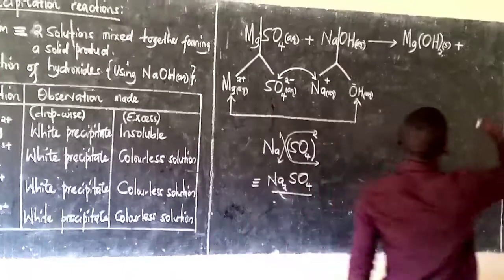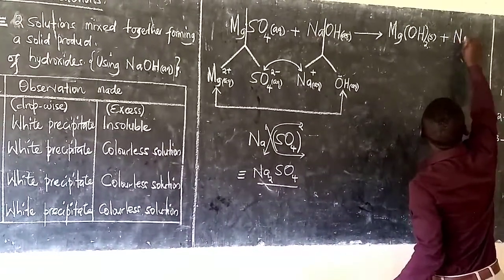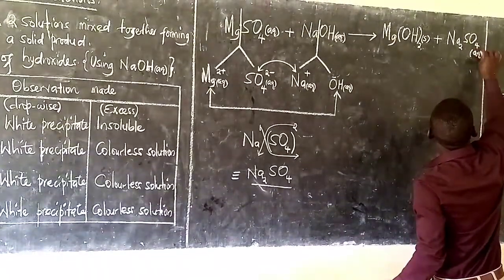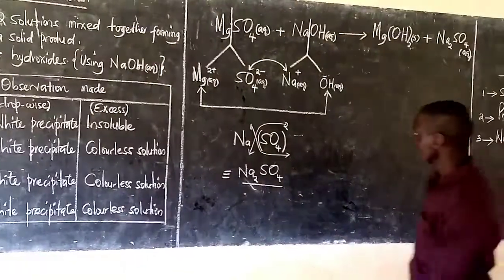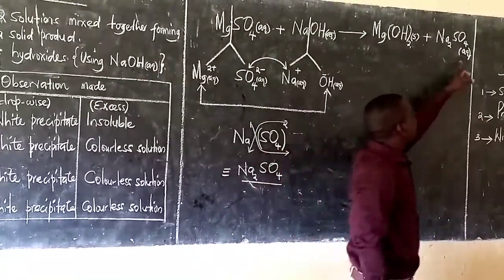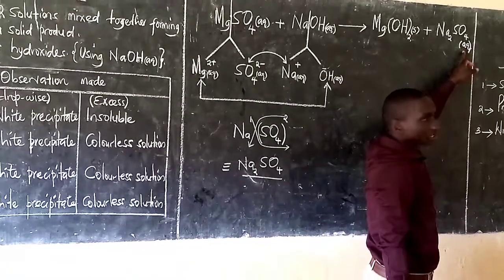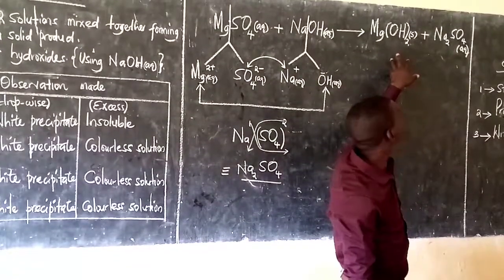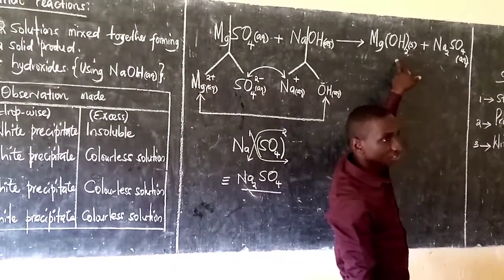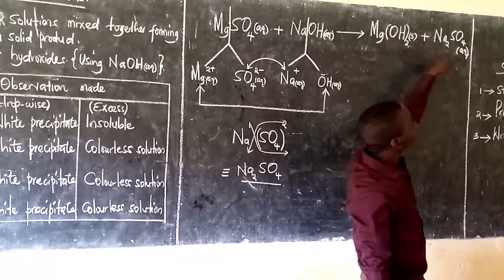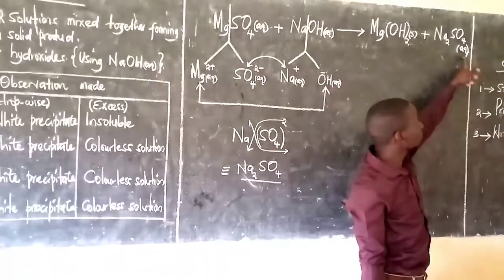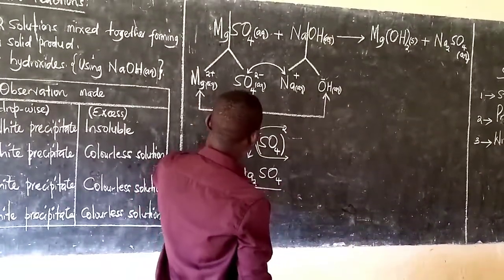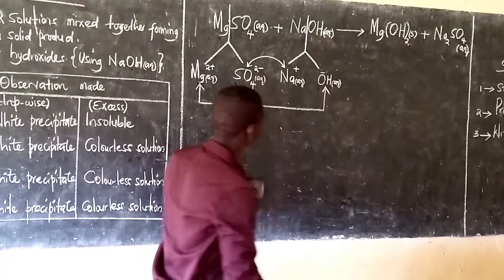So you come and pick it from here and write it here, that this is sodium sulfate, and all this is an aqueous solution. This aqueous is not observed from what we have seen. We have been observing the precipitate. So this one appears together with this, but the precipitate covers up its appearance, because the color is a solution. So that is what we have. We have been able to predict our products.